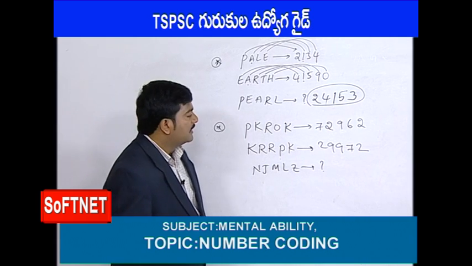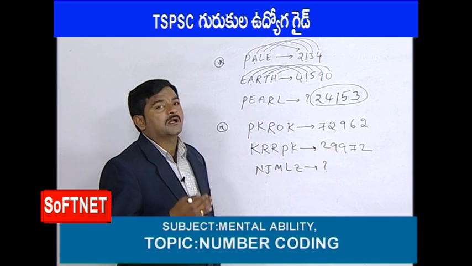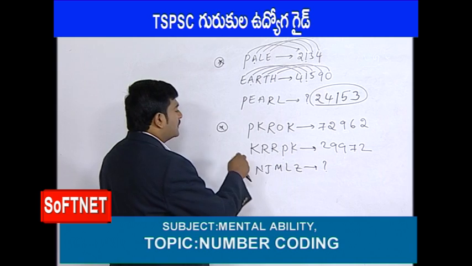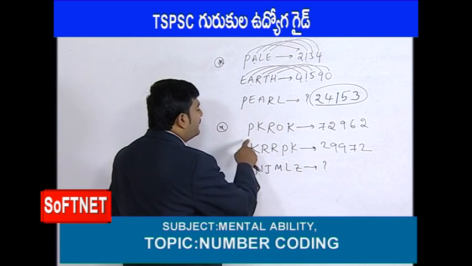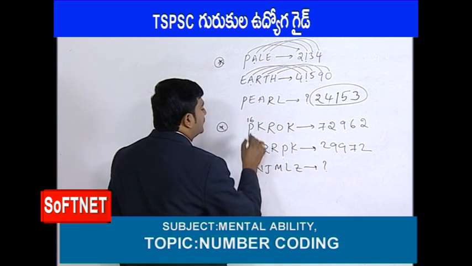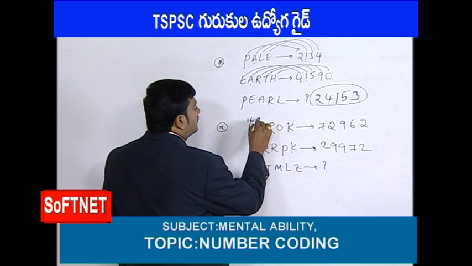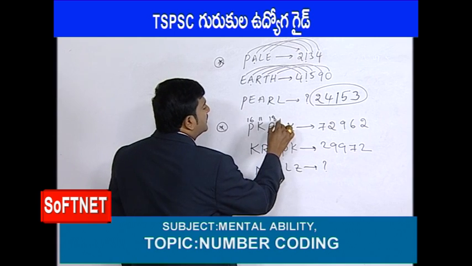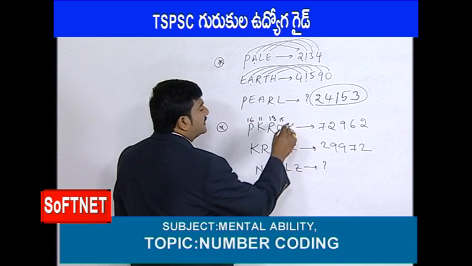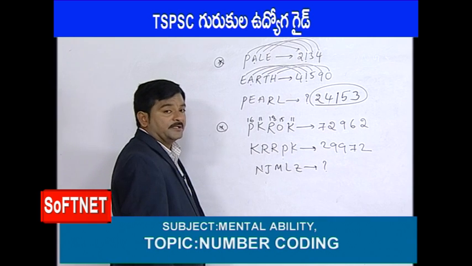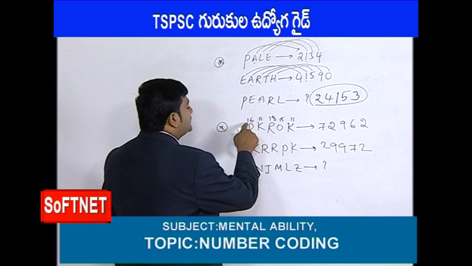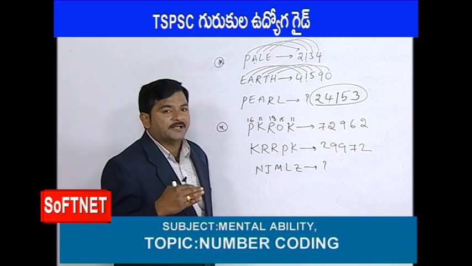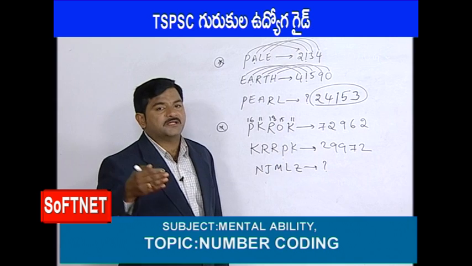So now what we will do? We will think in a different way. Direct coding concept is failed. Now we have to think in a different way. See, usually in English alphabets, P means how much? P means everybody knows 16. K means how much here? 11. R means how much here? 18. O means how much here? 15. Again K means how much here? 11 in English alphabets. So now what is the relation between 16 and 7? So we should get an idea how 16 can be expressed as 7.